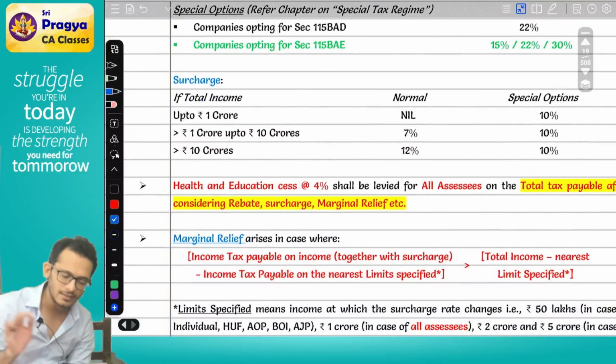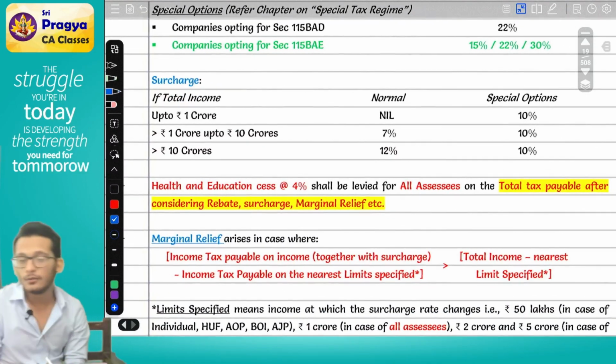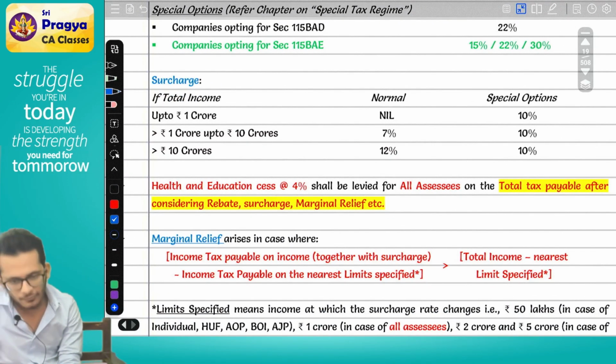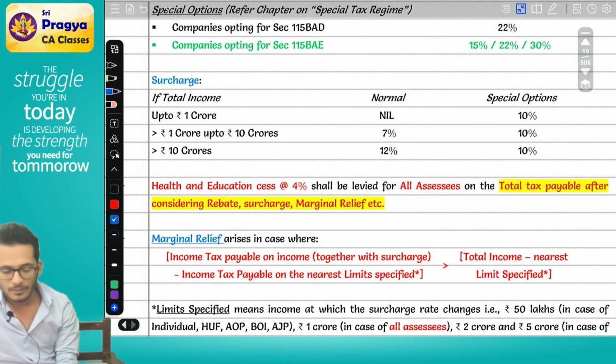Next line says health and education cess will be levied at the rate of 4% on all tax payable after considering your surcharge, after considering your relief, and before considering your rebate.